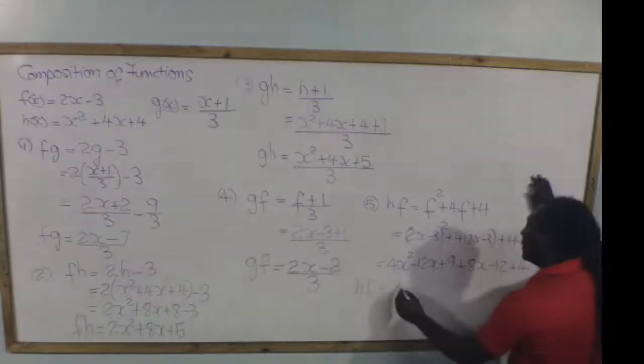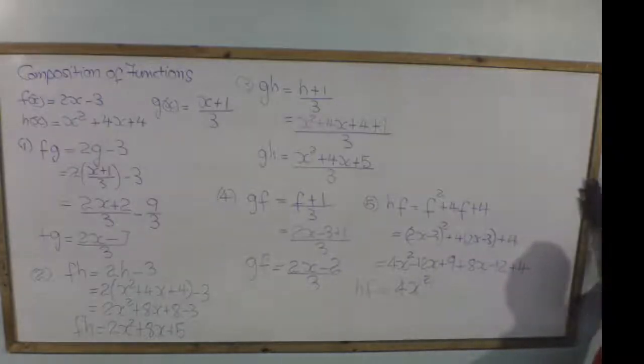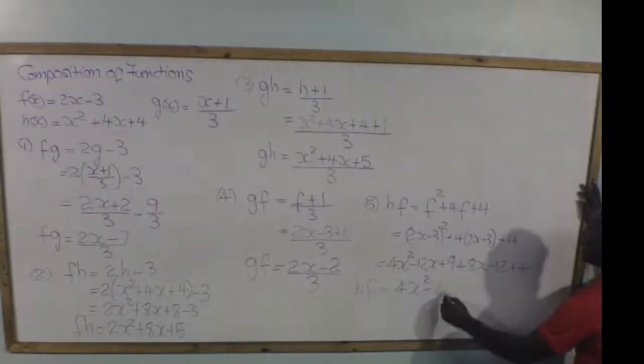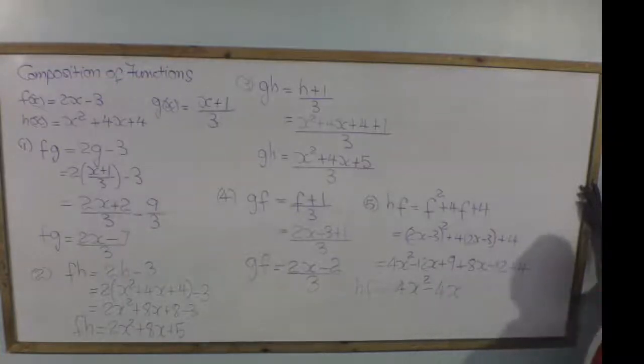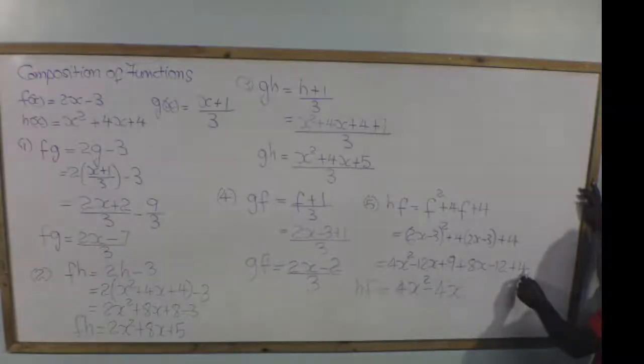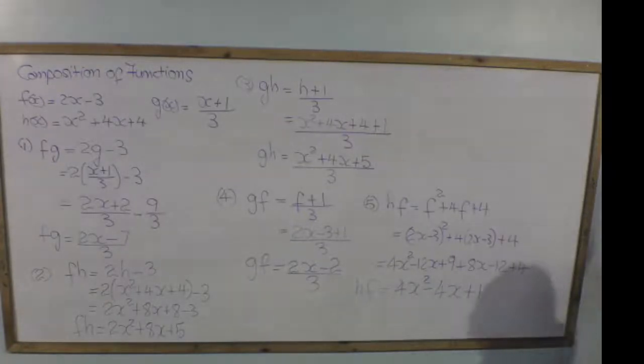Now we'll put this together. h of f is equal to, the square term will go, then what will happen? Negative 12x plus 8x, negative 4x. And then what else? 9 plus 4, that's 13, minus 12, that gives you a positive 1. So that is what h of f is equal to.